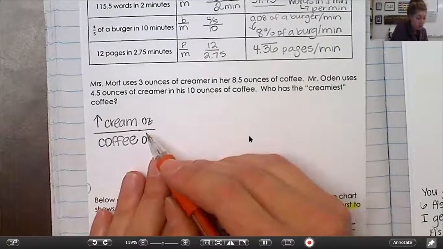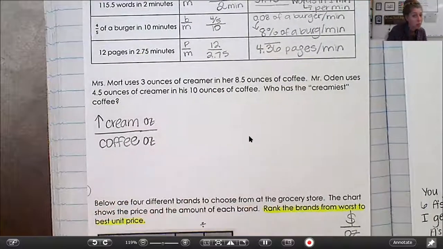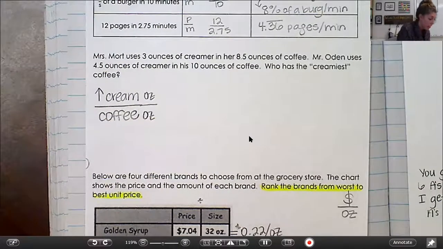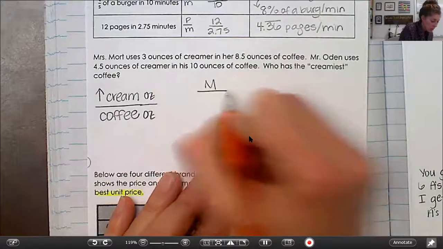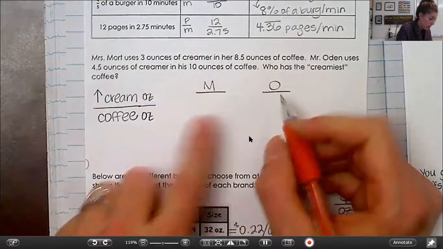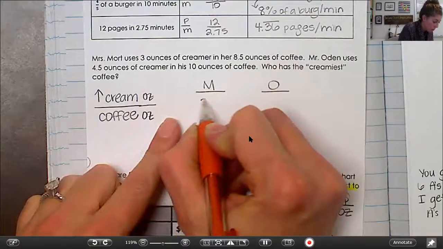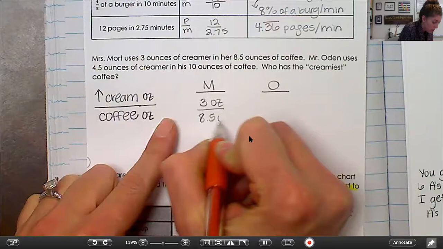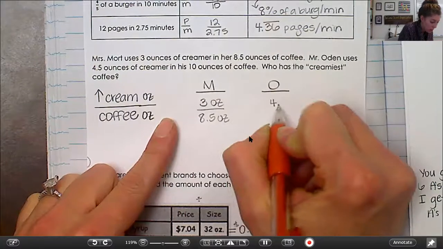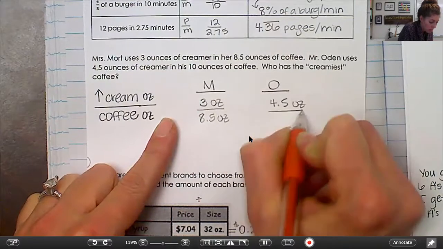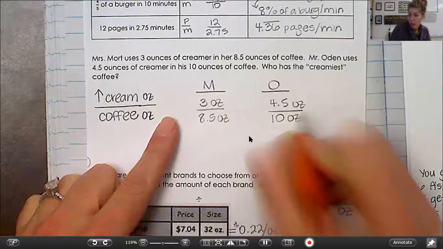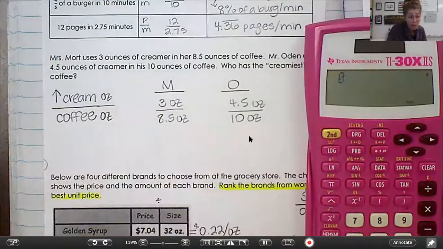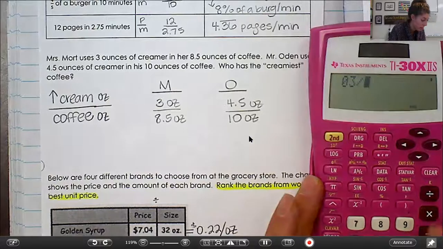So there's our setup here. Notice how I did that for every problem so far. I kind of wrote my setup out to the side. I think that's really important. Look at Ms. Moore's and Mr. Odin's. Ms. Moore, I'm going to do 3 ounces of creamer over 8.5 ounces of coffee, and then 4.5 ounces of creamer over 10 ounces of coffee. Okay. The setup's the hard part, right? Now we just have to divide.